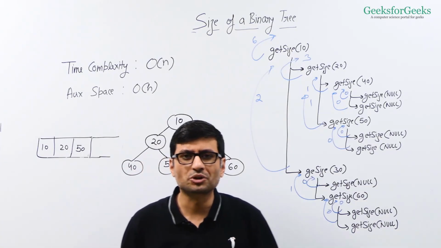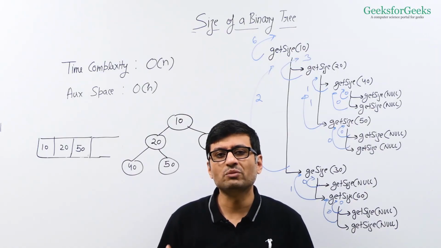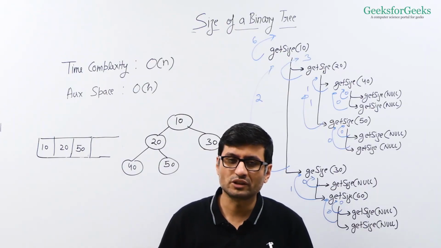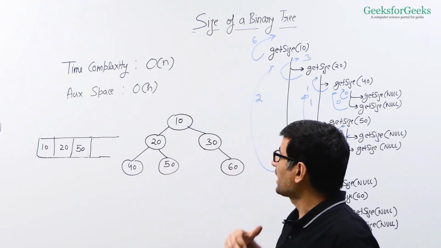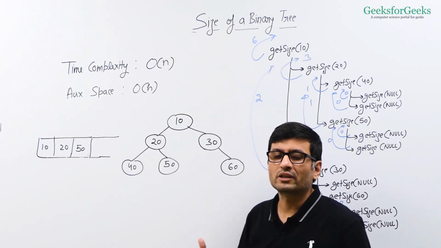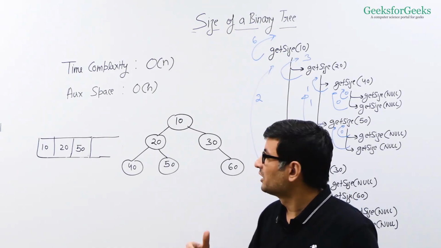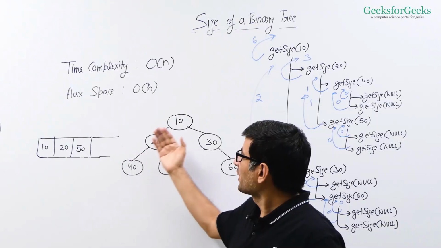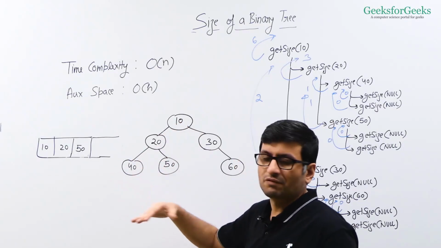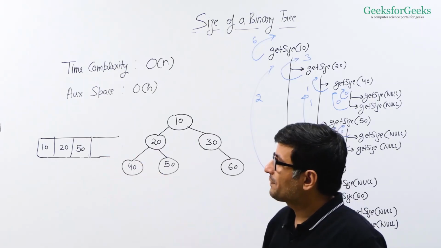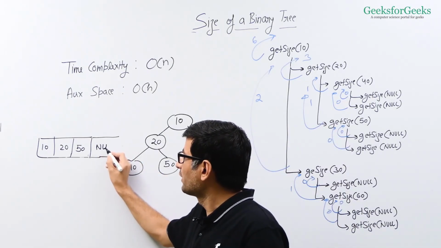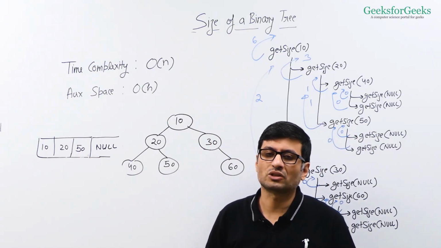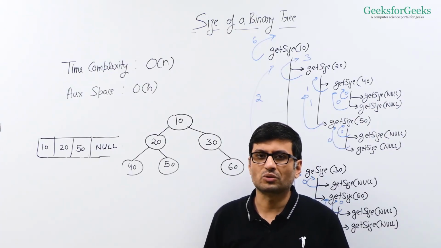If you take a look at this execution process, you can notice that at any moment you have a number of active function calls proportional to the height of this binary tree. In fact, the maximum number of function calls at any moment is the height of this binary tree plus 1. For example, in this case, height is 3, and we saw that when we were making calls for 10, 20, 40 and null, we had 4 function calls. Even now, 50 is going to make a left call for the left subtree, which is null. So that's the maximum number of function calls that you have at any moment in the function call stack. So auxiliary space required for this solution is big O of h.